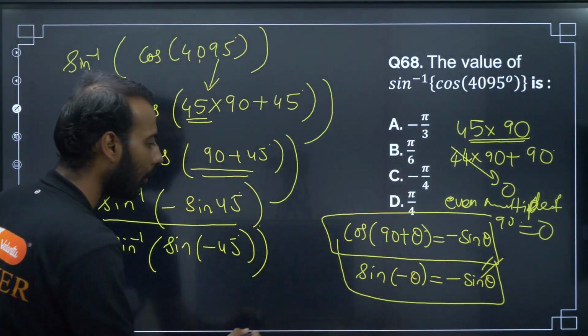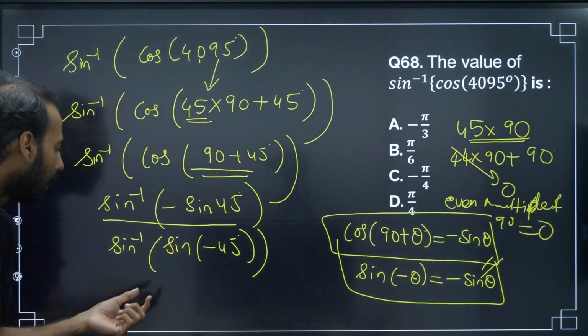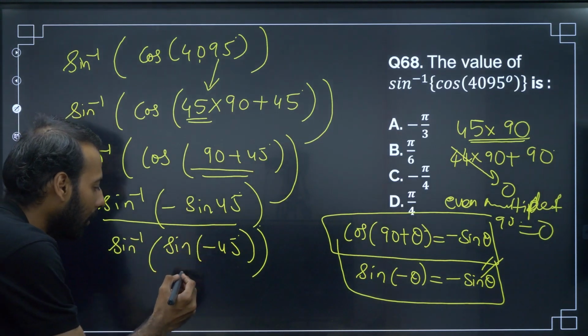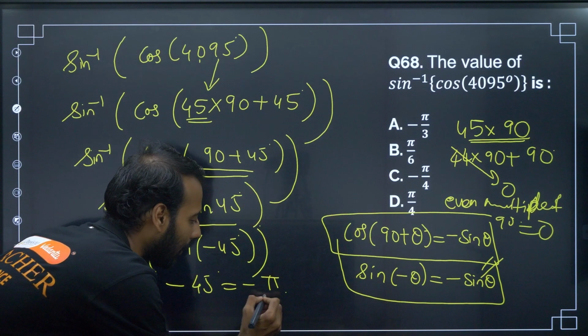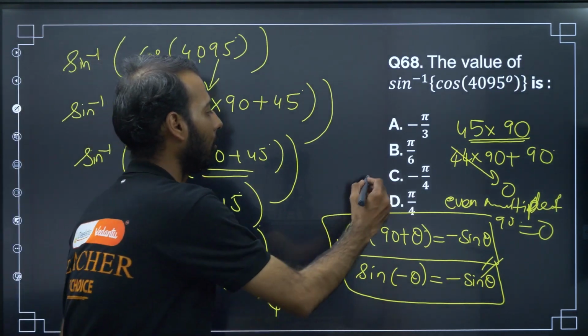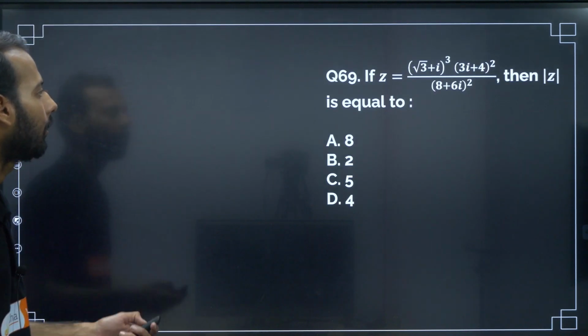Again, a formula from trigonometry. So here it is minus sine theta. So I am writing sine of minus theta. Next, sine inverse and sine will get composed and we are left with minus 45 degrees. Minus 45 is minus pi by 4. So C is the answer. Moving to the next question.